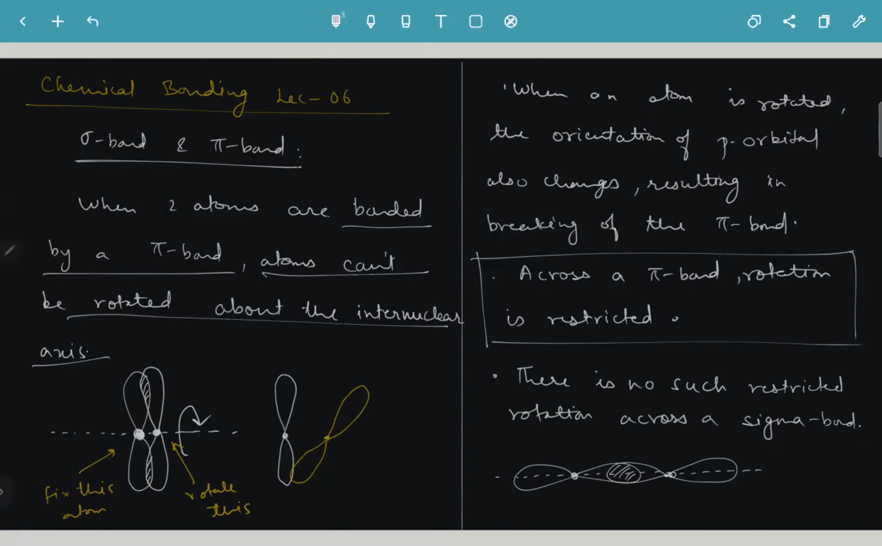ठीक है, तो अगर इस एक्सिस के अबाउट ऐसे रोटेट करेंगे, it does not change the pi bond, it does not change the sigma bond. The sigma bond remains intact. During the rotation along the internuclear axis, there is no change in the axial overlap. So rotation about internuclear axis does not affect the axial overlap. Hence, sigma bond remains intact.